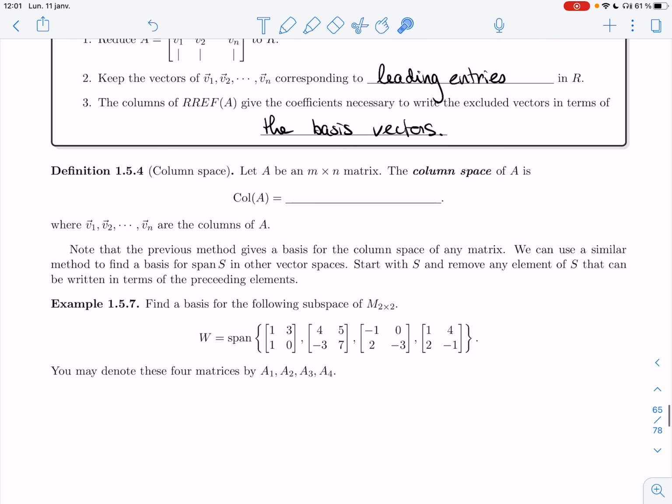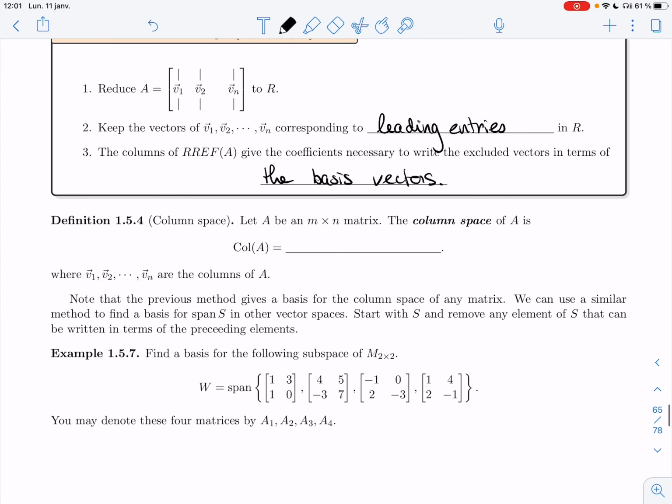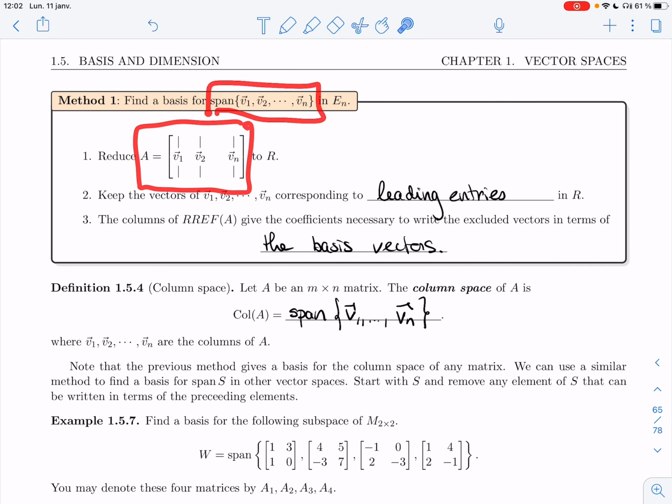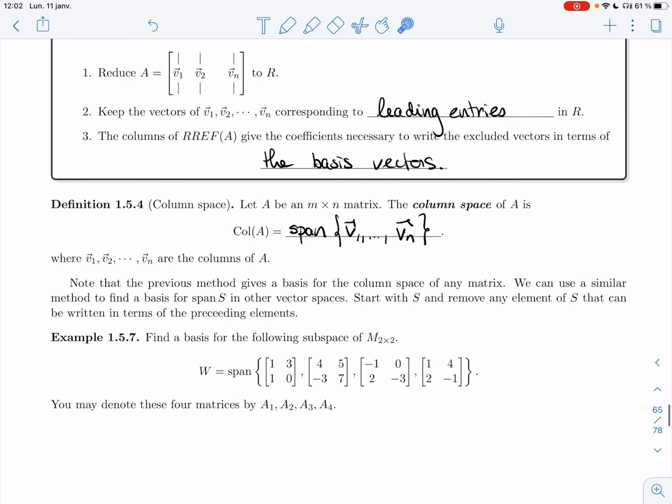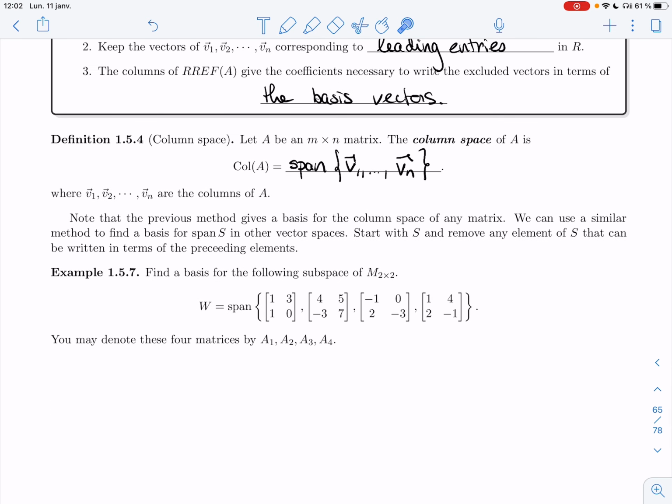All right, since we're talking about spans, there's a subspace that we sort of hinted at, but we never actually defined. It's called a column space. If I take A to be an M by N matrix, the column space of A is the span of V1 through Vn, where V1 through Vn are the columns of A. So we link this matrix with the span of V1 through Vn, because we keep using it anyways to figure out a basis, to figure out what it looks like geometrically and such.